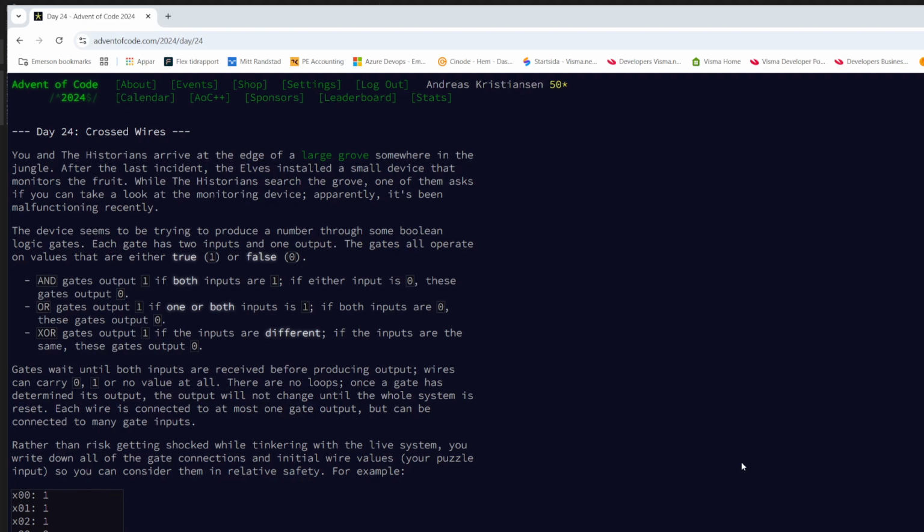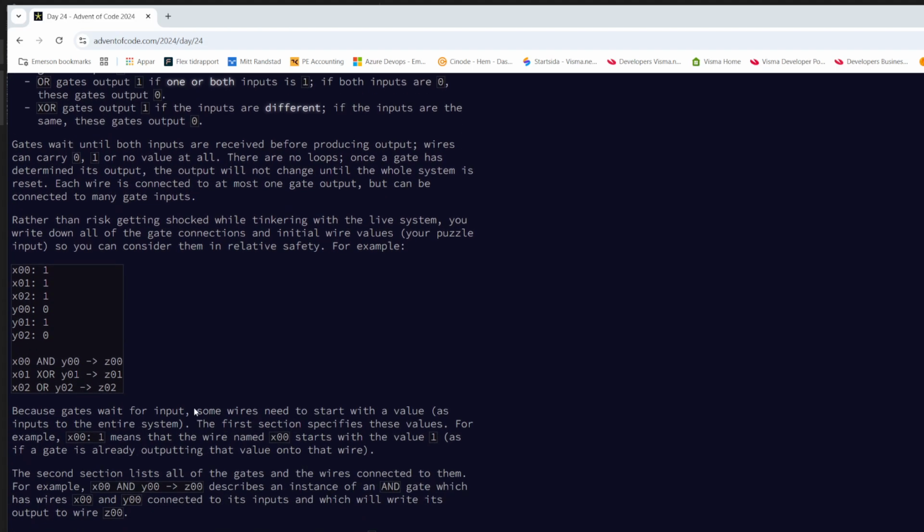AND gates output 1 if both inputs are 1. If either input is 0, these gates output 0. So this is basically a bitwise AND. OR gates output 1 if one or both inputs is 1. If both inputs are 0, these gates output 0. So it's a basic bitwise OR. And this is an XOR. XOR gates output 1 if the inputs are different. If the inputs are the same, these gates output 0. So this is a basic XOR.